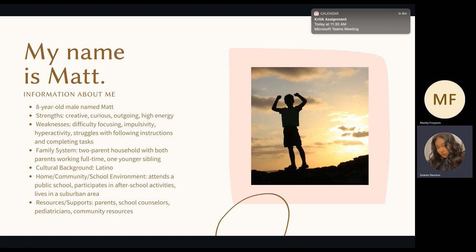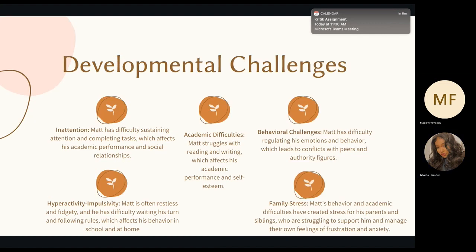Some strengths he has are that he is creative, curious, and outgoing. Weaknesses: he has difficulty focusing, impulsivity, and struggles with following instructions and completing tasks. Matt comes from a 2-parent household with both parents working full-time, and he has one younger sibling. His cultural background is Latino. He attends a public school and participates in after-school activities and lives in a suburban area. He has some supports, including parents, school counselors, pediatricians, and community resources.